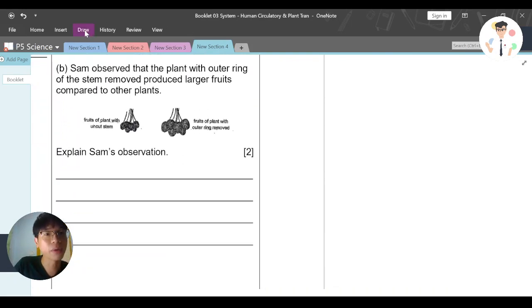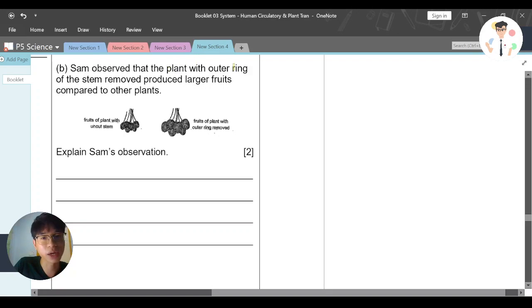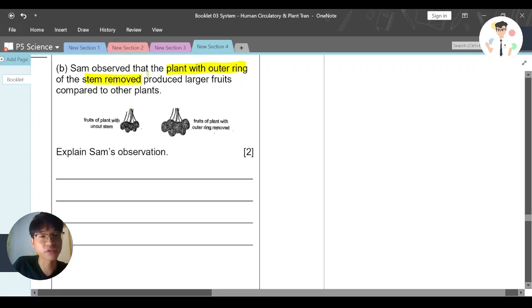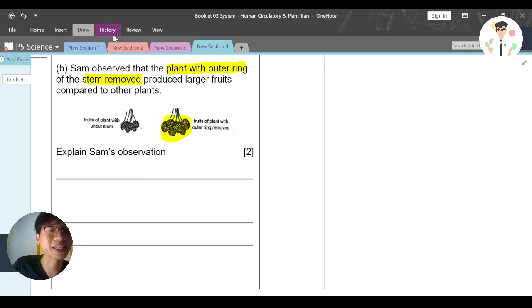Sam observes that the plant with the outer ring of the stem removed produced larger fruits compared to others. Explain Sam's observation. You see the keyword: plant with outer ring of the stem removed. When it's removed, the food cannot be transported to another part. That's why the food is stored in the fruit, and that's why it becomes bigger.